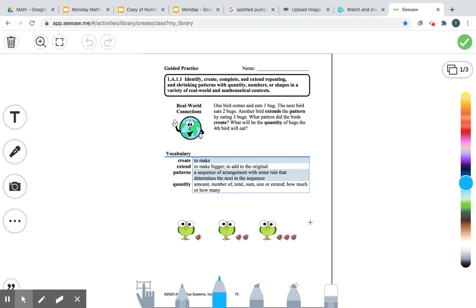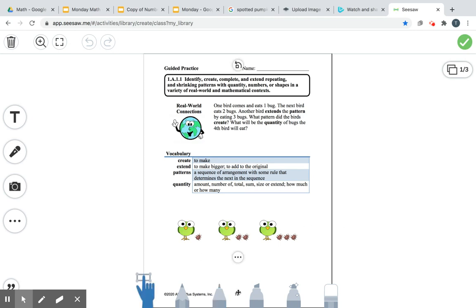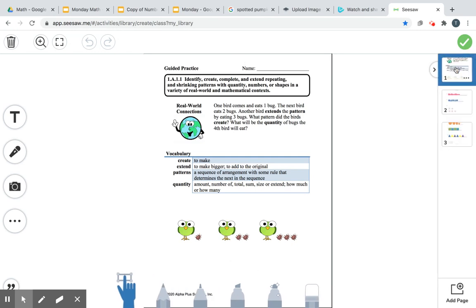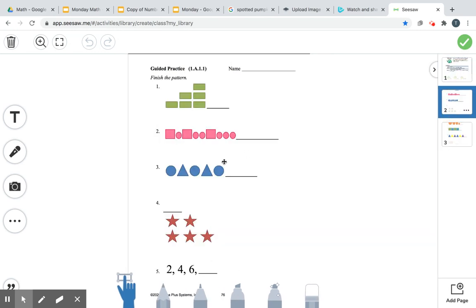So if we had another little birdie over here, how many bugs is he going to eat? He would eat four. You're right. Four bugs. He'd be an even bigger pig. So let's go to our next page. We're on page 75. Let's go to our next one, 76. You can get your book and you can do this with me. And we're going to extend our pattern.